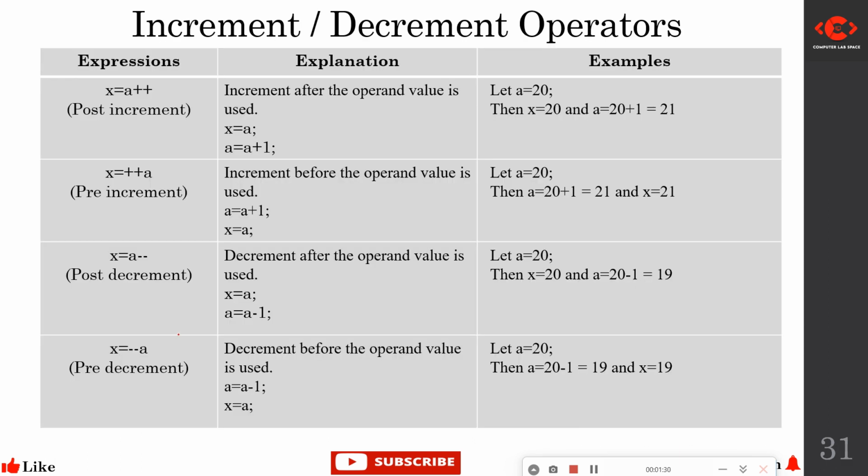In the increment operator, we have post increment and pre increment. Post increment is nothing but placing a plus plus sign, that is the increment operator, immediately after the variable, or operand. This is what we call a post increment. As the name itself indicates, post increment means increment after the operand value is used. Clear? After the operand value is used, we increase the value of the variable by 1.